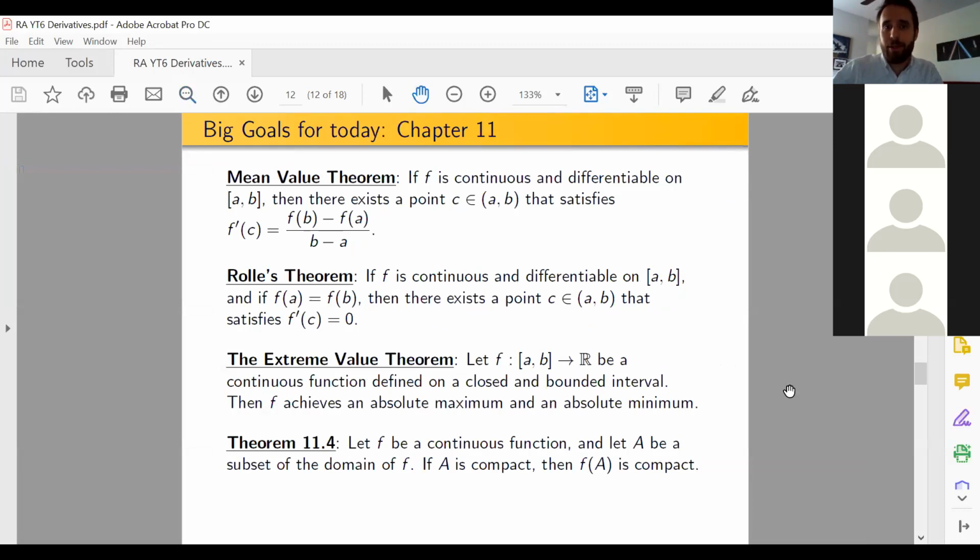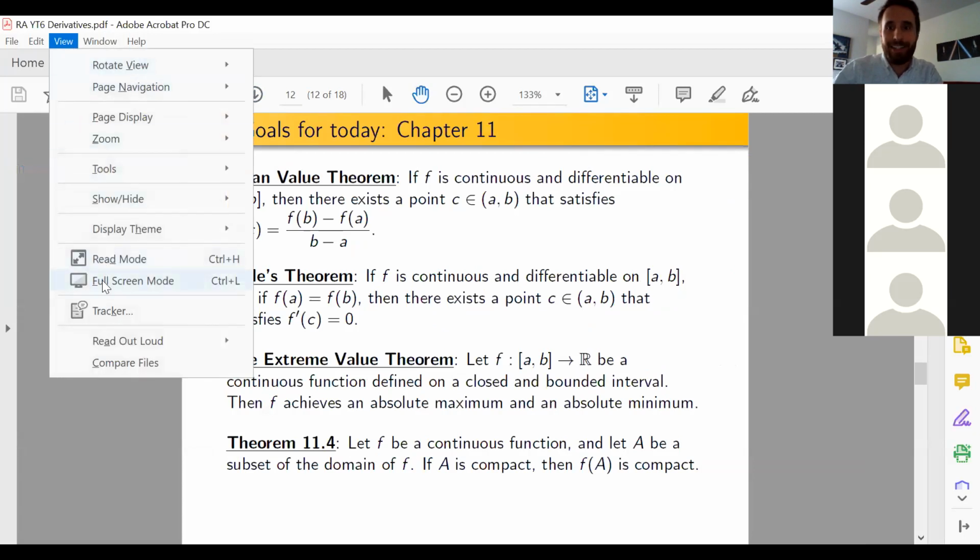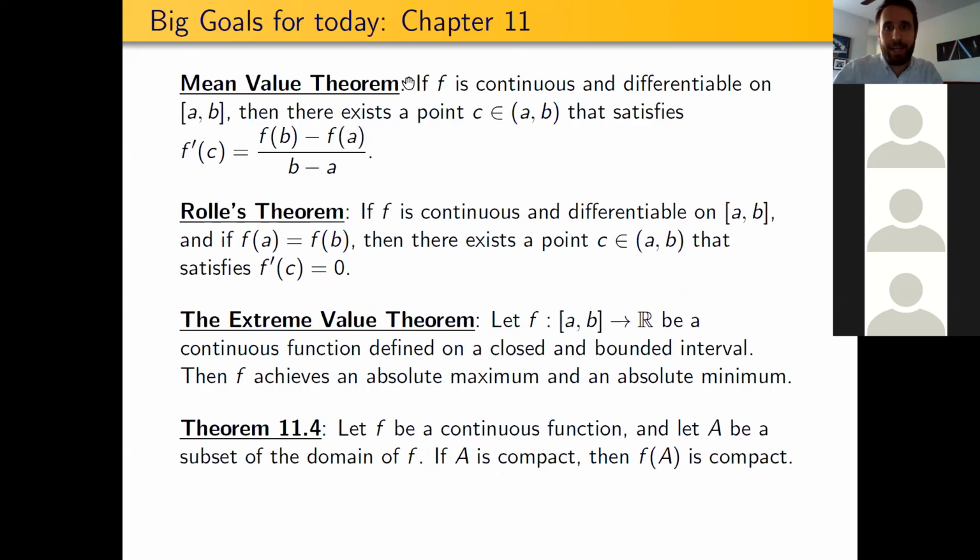Our goals for today are relatively ambitious, but I think reasonable and manageable. I want to start with the big goals from today and then work backwards. I'm going to make this full screen. Okay, so we've got some big goals for today. The biggest of these goals is to prove the mean value theorem.